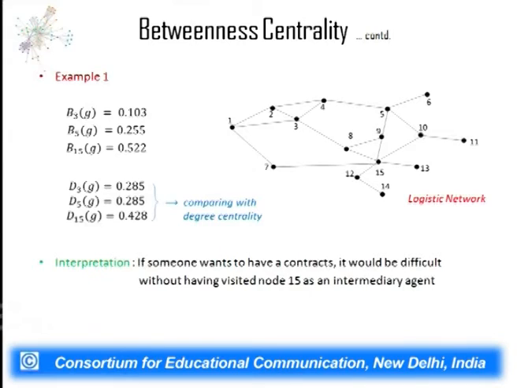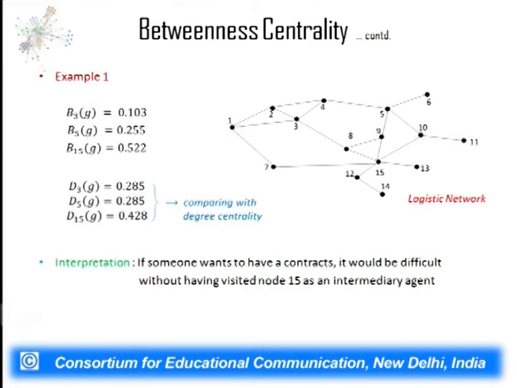And now let's come across the examples. The first example is our same old graph, and we want to find out the betweenness of node 3, 5 and 15. You can just put the formula and you can find out the values, check it out. These values are 0.1, 0.2 and 0.5. Clearly node 15 is having a high betweenness.